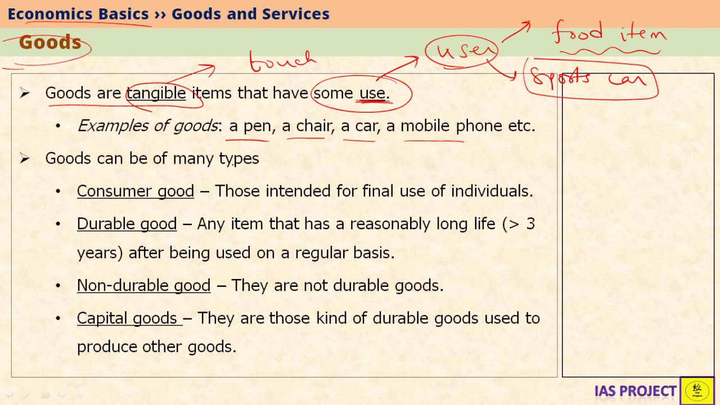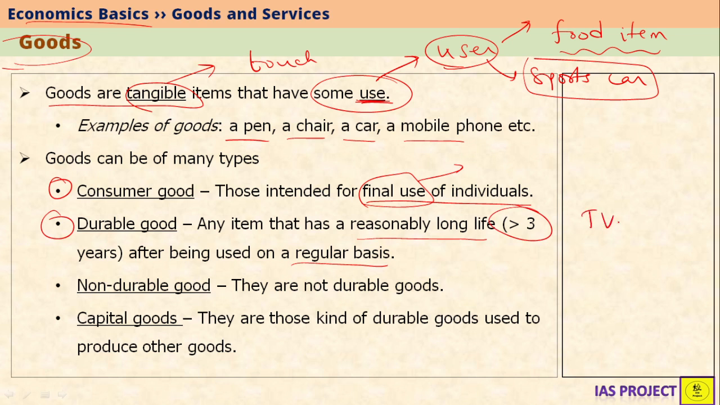Goods can be of many types. The first one is consumer good. Consumer goods are intended for the final use of individuals. For example, if you go to the market and buy a soap or a detergent, or some apples, all those are consumer goods because you intend to use those goods as a final person. After you, nobody is going to use those. The second category is durable goods. Durable goods are those goods which have reasonably long life, generally greater than 3 years, and they have to be used on a regular basis. For example, a television or a fridge can be considered as durable goods.